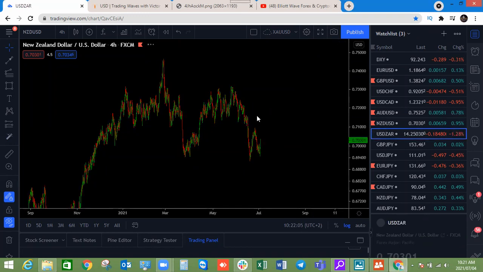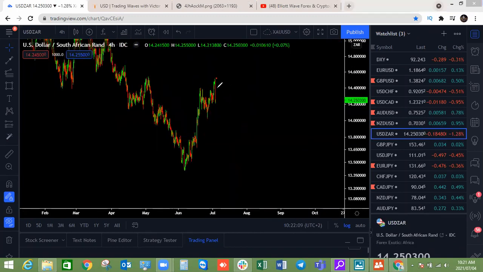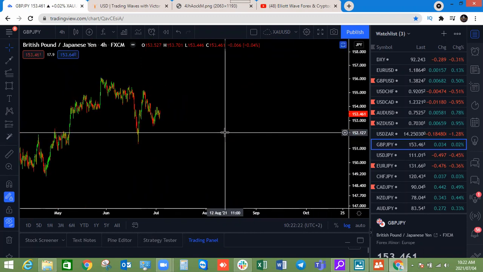US dollar ZAR tracks US dollar CAD, so it's no surprise that we see US dollar ZAR making a pullback. We would expect a 3-wave pullback, also around 50%, and then continuation to the upside. Getting to the pound pairs, pound US dollar, rather pound yen.